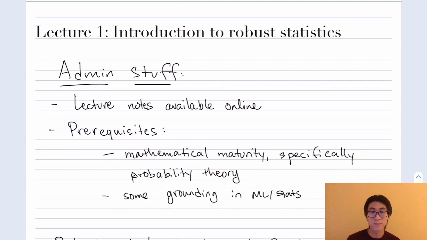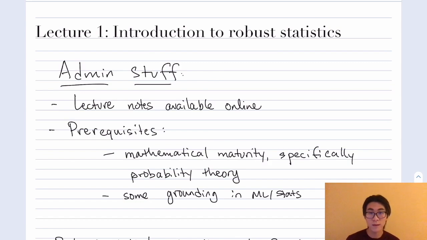Secondly, I will be assuming some prerequisites throughout these lectures. Particularly, I'll be assuming some degree of mathematical maturity, specifically comfort in probability theory. So you should be familiar with things like Markov's, Chebyshev's, Chernoff, Hoeffding, that kind of stuff. Additionally, I would say that some grounding in machine learning or statistics would be useful, although not strictly necessary.